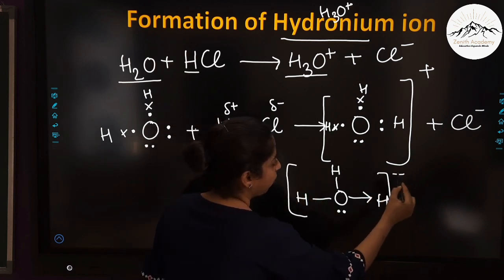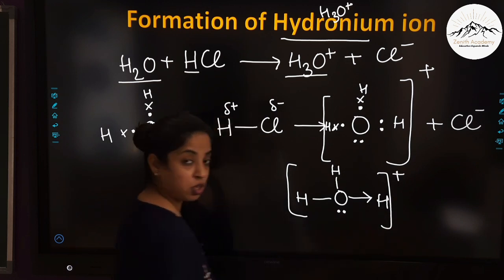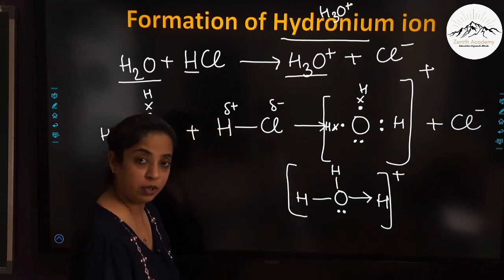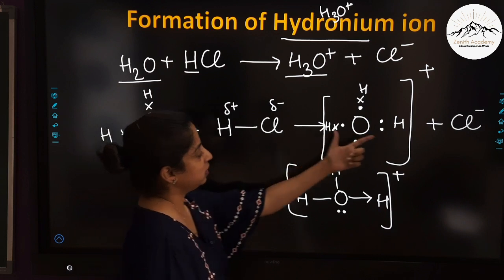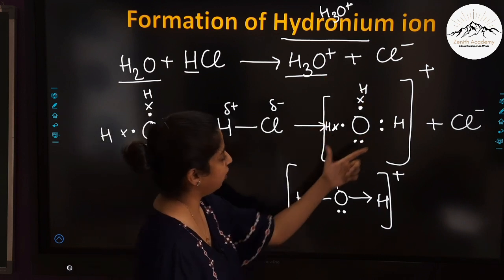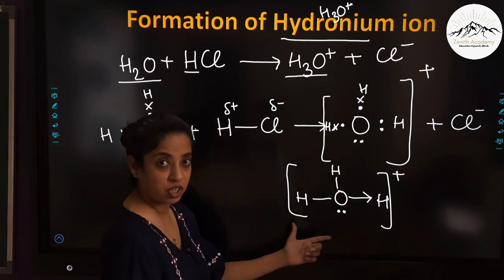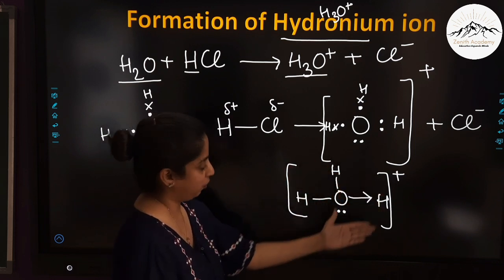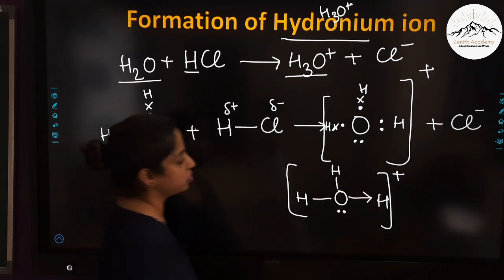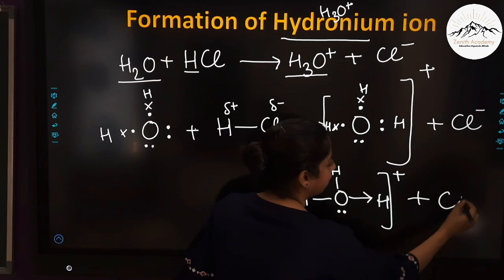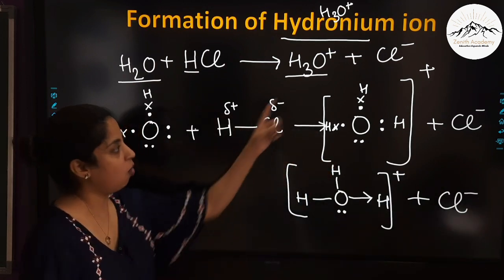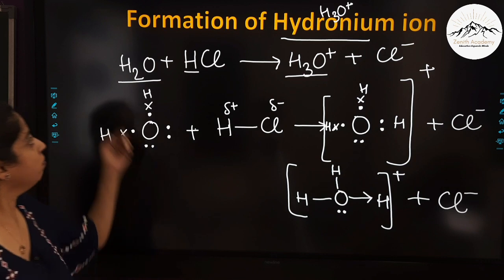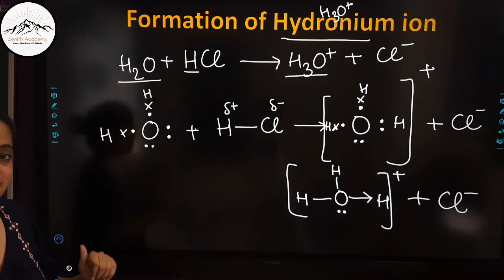There is an overall positive charge because of the presence of the extra hydrogen in the water molecule. Now this is the electron dot structure of hydronium and this is the bond structure, the line structure, of the hydronium ion. I hope the formation of the hydronium ion is very clear to you now, how the hydronium ion is formed from the aqueous solution of an acid.